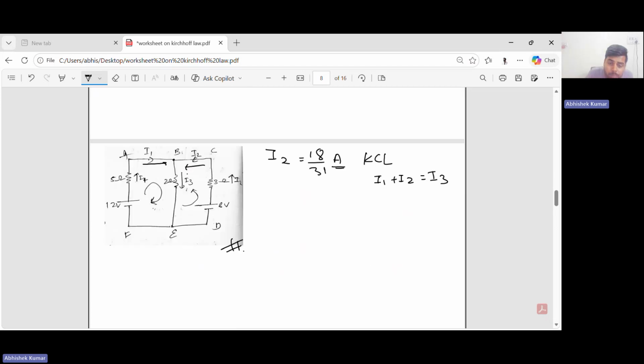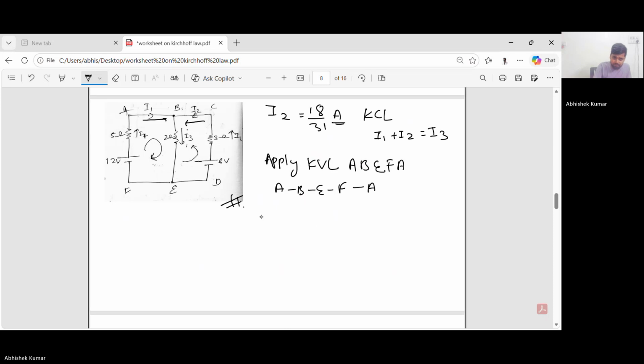Now, how to take a loop? That is the important thing. Take the first loop, A, B, E, F, A, and apply KVL. That means I'm moving from A to B, B to E, E to F, F to A. This is the first loop. So how will you take it? A to B, how are you moving? Current I1. Is anything there? No. A to B, it is a wire.